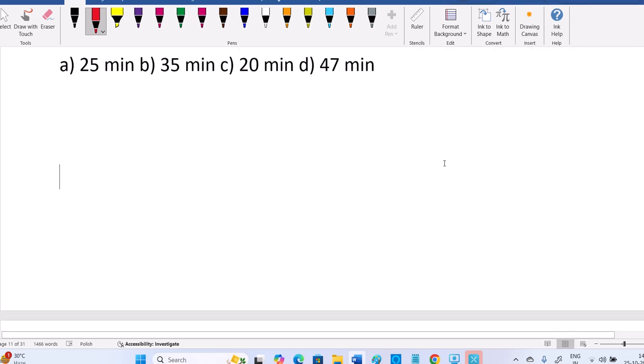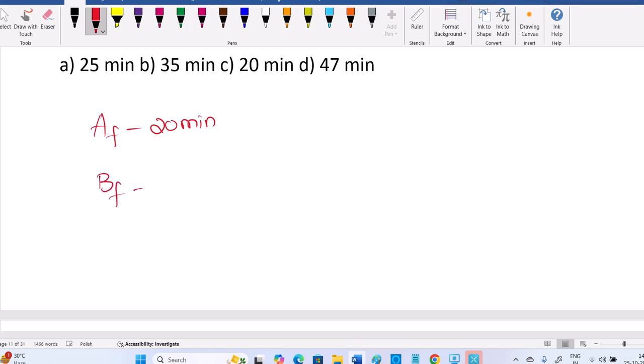Let me complete up to the 3 steps basic. A can fill the tank in 20 minutes. B can fill the tank in 30 minutes. C can empty the tank in 45 minutes. Super. Now, what is the tank capacity? LCM of 20, 30, and 45 is 180. So I am assuming the tank capacity is 180 liters.